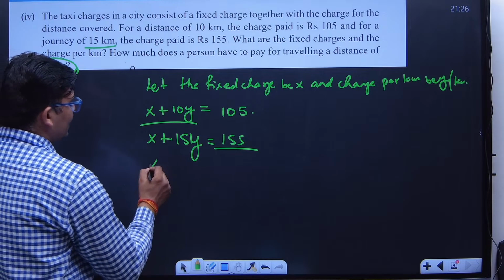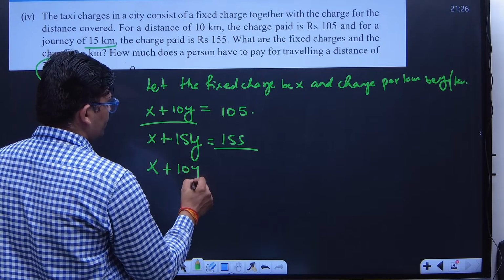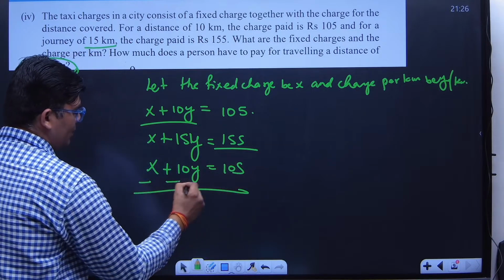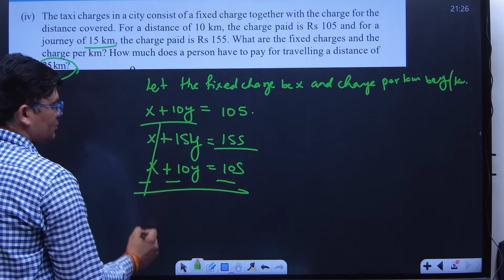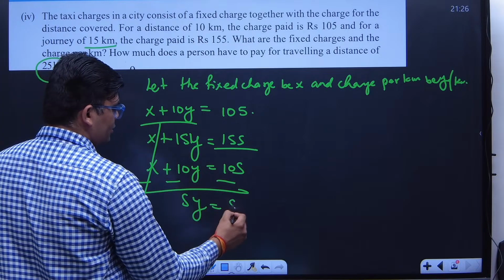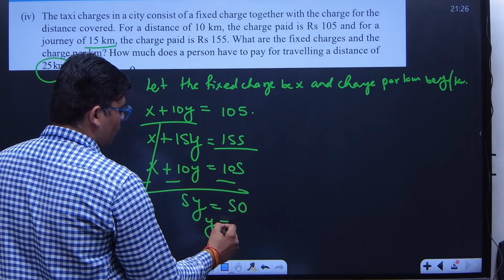So you can directly subtract the second equation from the first, or the first equation from the second. So you can easily eliminate what? X. So 15 minus 10 is how much? 5y is equal to 50. Y is equal to how much?